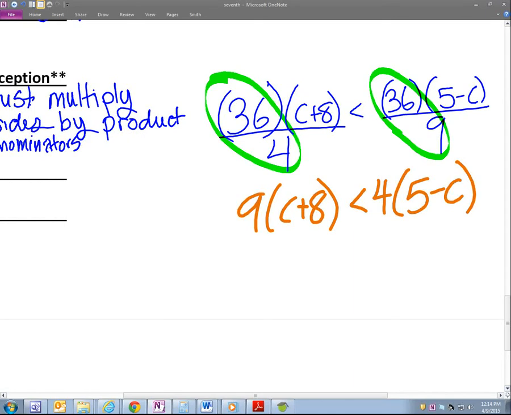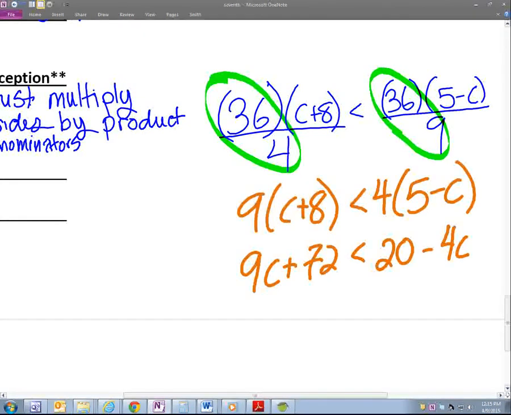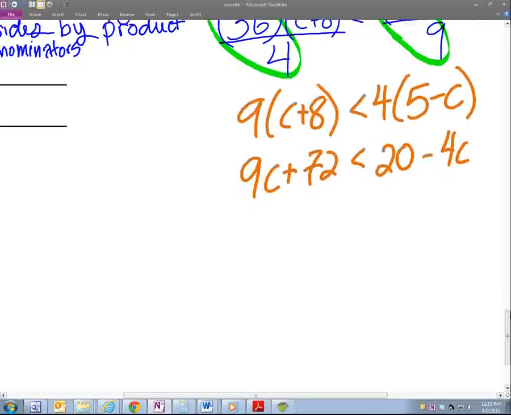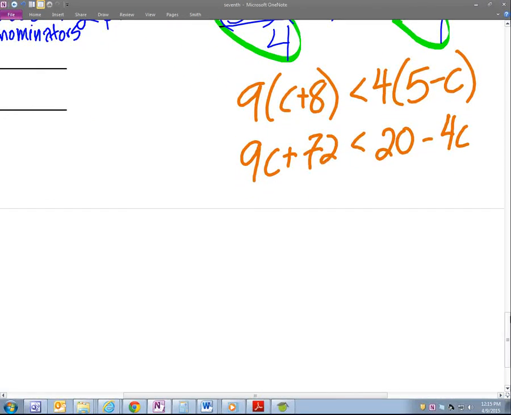So now I have to distribute: 9c plus 72 is less than 20 minus 4c. Ugh. So there's 3 steps right there on these 2-step inequalities. See why I skipped that one yesterday? So there's 3 steps. Now we start the 2-step inequality.